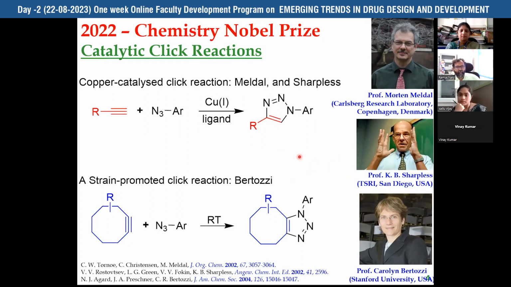So last year's Nobel Prize, 2022, in chemistry, was for catalytic click reactions. The laureates were Professor Meldal, Sharpless, and Bertozzi. Meldal and Sharpless simultaneously developed this reaction. The reaction looks so small, no?